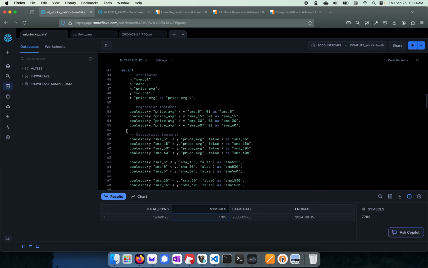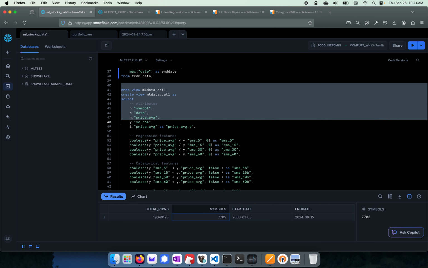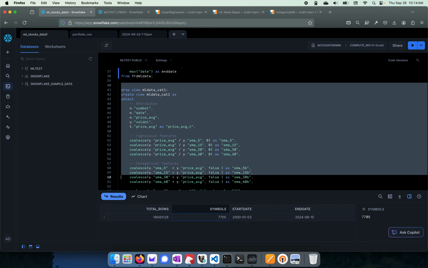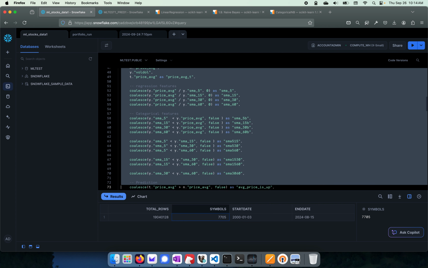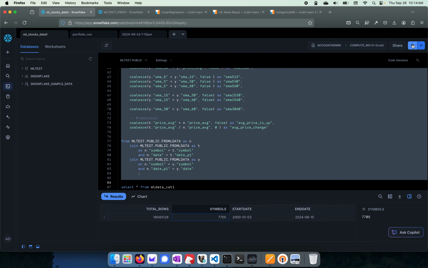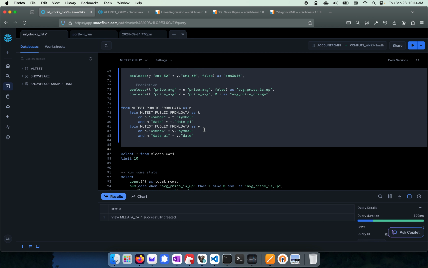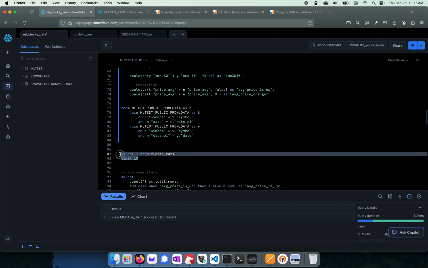So this is the view of our data. I had already created it, but I can go ahead and run this again just to show. Okay, let's run. Okay, and let's run a sample query and take a look at our view.